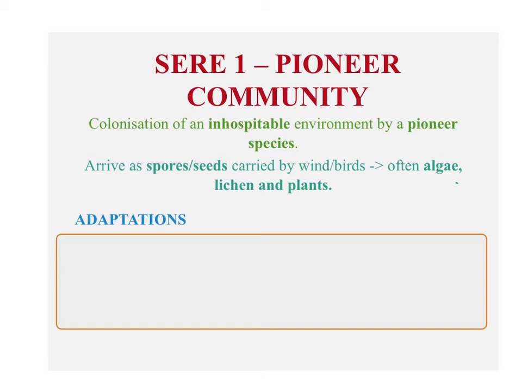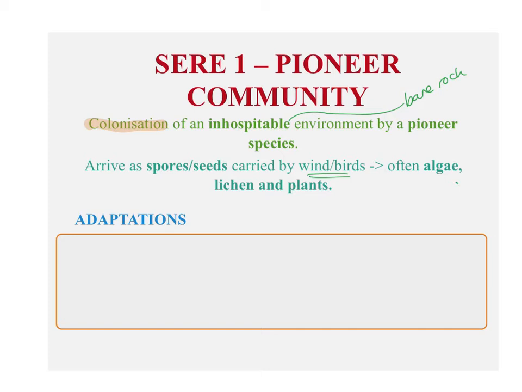So we're going to start at Sere 1, or the first seral stage, and that's the pioneer community. Pioneers are people that go and find new places or they start new things. And this is where we get pioneer species starting to colonise or grow on an inhospitable environment. If you recall, that inhospitable environment is bare rock or an exposed surface that doesn't have anything growing on it, with no soil, no organic matter. And these pioneer species are going to be arriving through either the wind or via birds, carried in their mouth, as either spores or seeds.